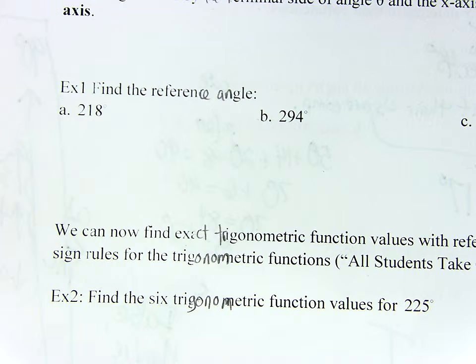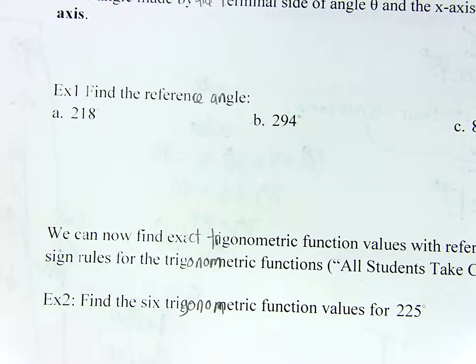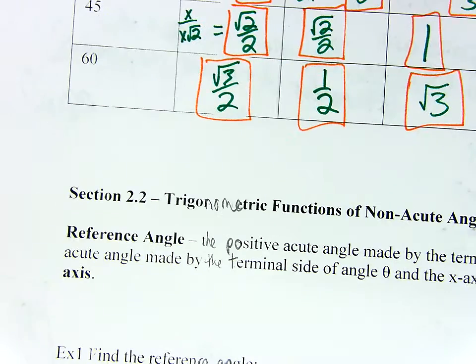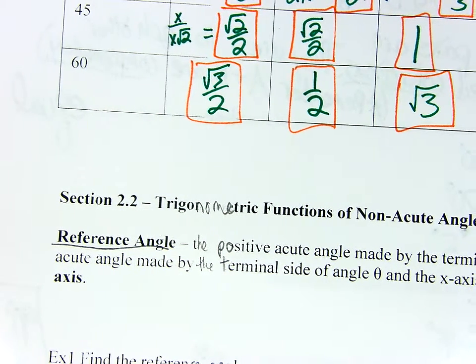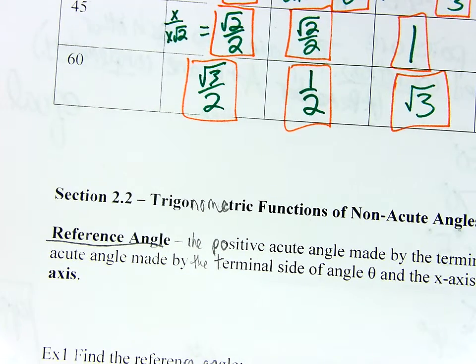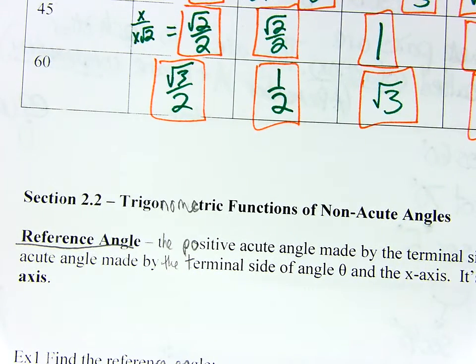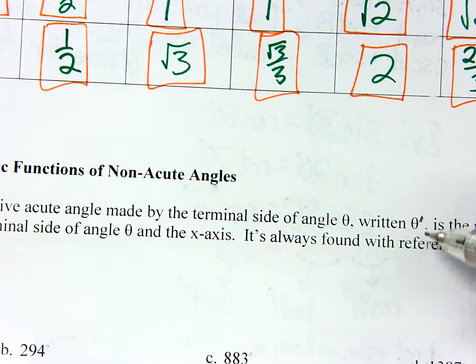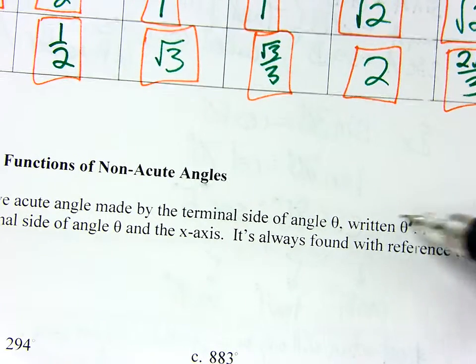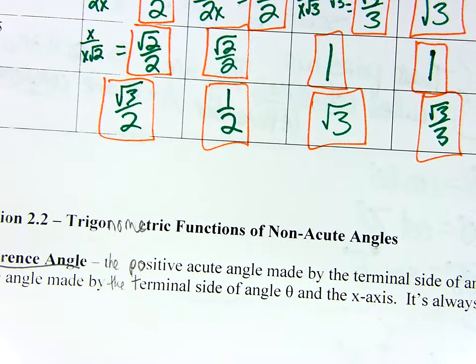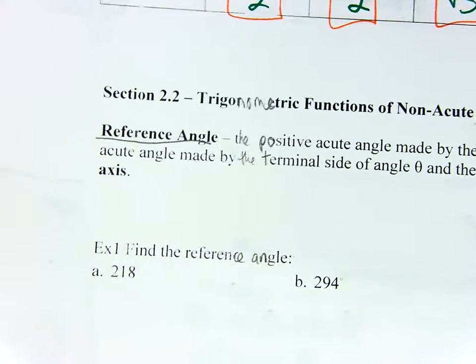Okay, so again, sorry about that with the printer, but now let's go back and see what they're talking about. So we have a new vocab word called a reference angle. What in the world is a reference angle? It's the positive acute angle made by the terminal side of angle theta, written as theta prime. You'll notice there's a little apostrophe after your theta here. Written theta prime is the positive acute angle made by the terminal side of angle theta and the x-axis. It's always found with reference to the x-axis. So it's actually pretty easy to do.